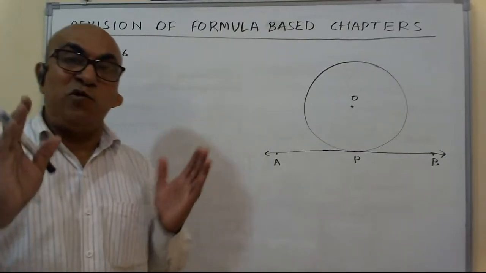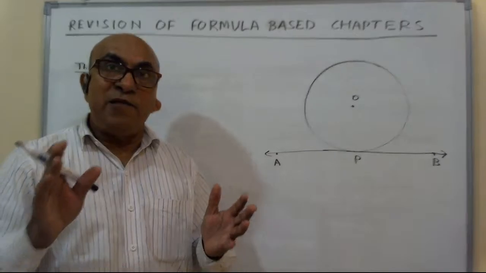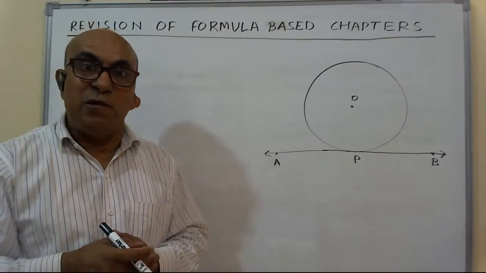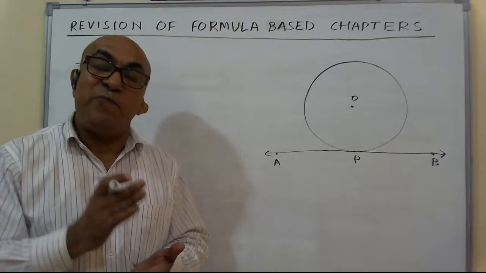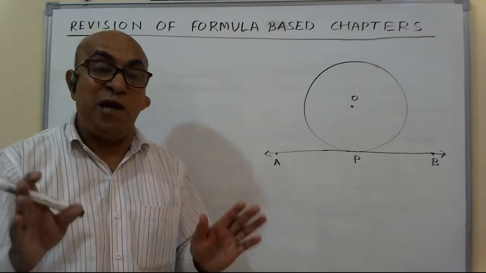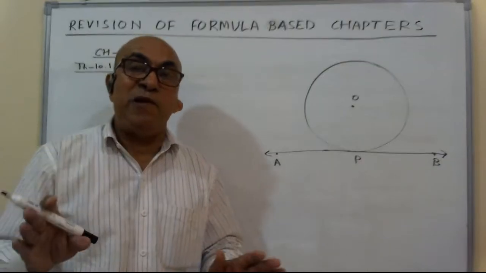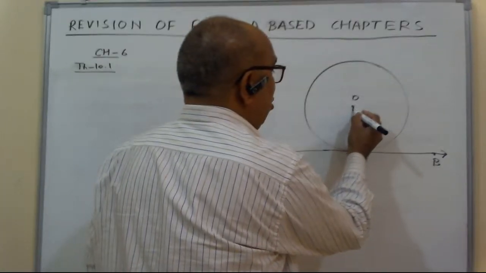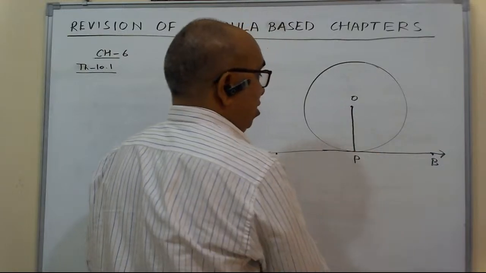Whenever you are using this theorem, some students write the reason as "radius is perpendicular to tangent", which is incomplete. Write that the radius is perpendicular to a tangent at the point of contact, because all radii are not perpendicular to the tangent. So here we have to show that OP is perpendicular to this.